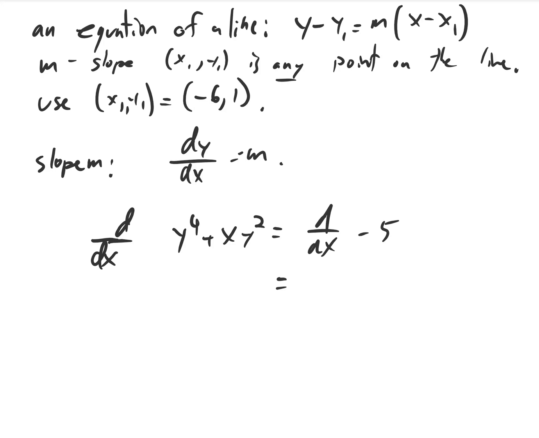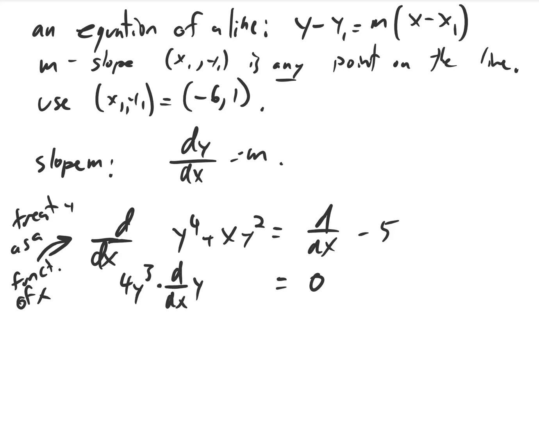Okay, well, the derivative with respect to x of -5 is still 0, but we need to be a little bit careful on this side since we're implicitly treating y as a function of x. So instead of just getting 4y to the 3rd for the derivative of y to the 4th, we'll get 4y to the 3rd times the derivative of the inside function, which in this case is y, because we're treating y like a function of x.